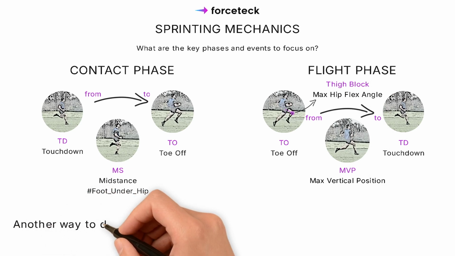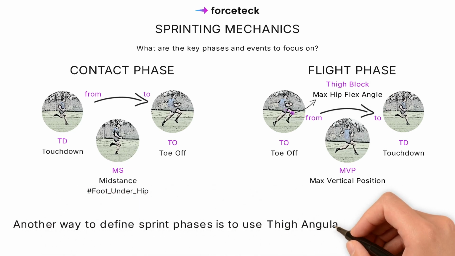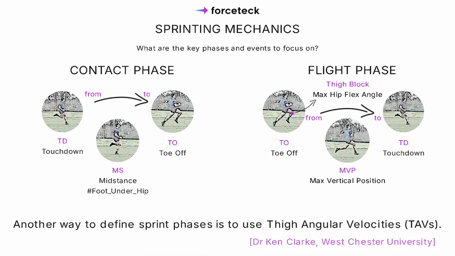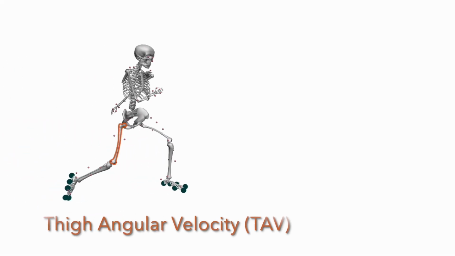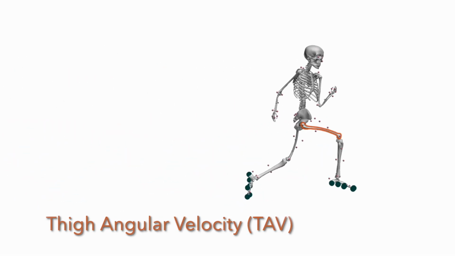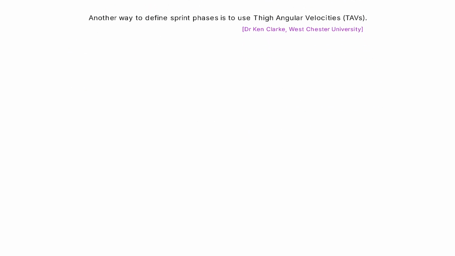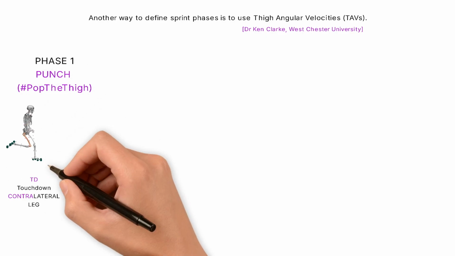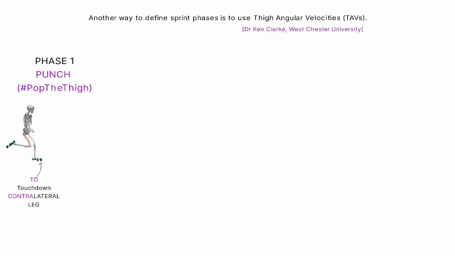Another way to analyse the sprinting cycle is to consider how quickly the thigh rotates between specific events. Analysing the thigh angular velocities, or TAVs, is crucial for evaluating an athlete's performance. The first phase, which we can call punch, begins from the contralateral touchdown to the thigh block. In this phase, the player swings their leg fast to create space to attack the ground.